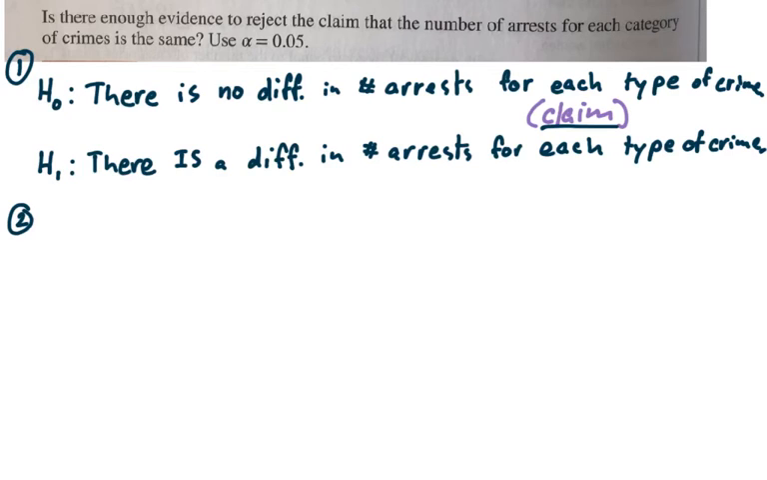And then step 2, we're going to find the critical chi-squared value, so chi-squared subscript alpha. Here, k minus 1 is equal to 3, so we have 4 different categories, so the degrees of freedom are 3, and we have alpha equals 0.05. So the critical chi-squared value there, looking it up in table G, is 7.815.